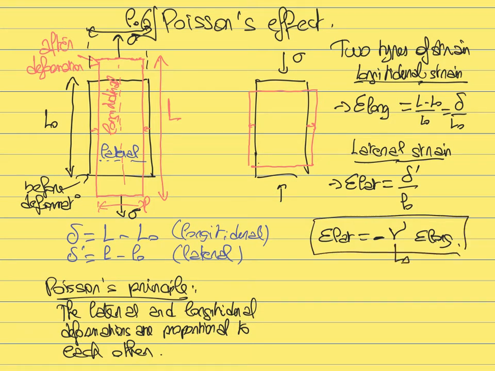It defines the Poisson's ratio, nu, which characterizes the relationship between the longitudinal deformation of a material and its associated lateral deformation. So this is what defines the Poisson's ratio. And again, in many cases the Poisson's ratio is going to be positive because the sign of the lateral deformation is always opposite to the sign of the longitudinal deformation.